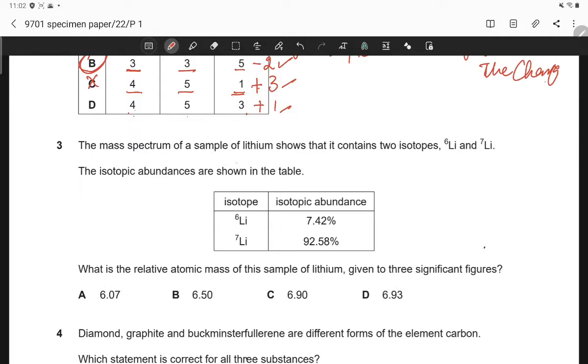The mass spectrum of a sample of lithium shows that it contains 2 isotopes, lithium 6 and lithium 7. The isotopic abundances are shown in the table. Lithium 6 isotopic abundance is 7.42. What is the relative atomic mass of this sample of lithium, given to 3 significant figures? You know how to calculate this using isotopic abundance, lithium 6 and lithium 7.